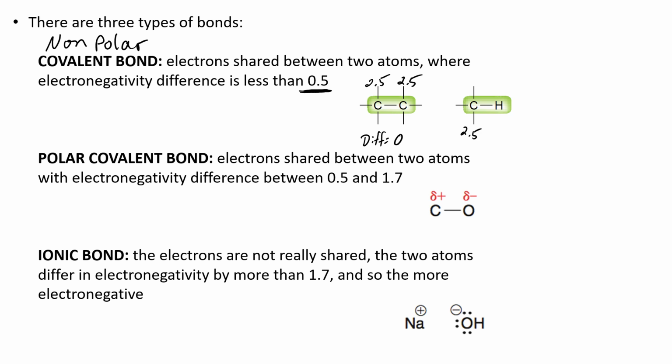Carbon is 2.5, and if you look at the value on your table for hydrogen, it's 2.1. Just take the absolute value of their difference and you get 0.4. 0.4 is less than 0.5. So a carbon-hydrogen bond is nonpolar. All right. Here's something you just need to know. All carbon-carbon bonds are nonpolar. All carbon-hydrogen bonds are nonpolar. If you know these two in particular, it's going to save you a lot of time down the road when we're determining if a molecule is polar.